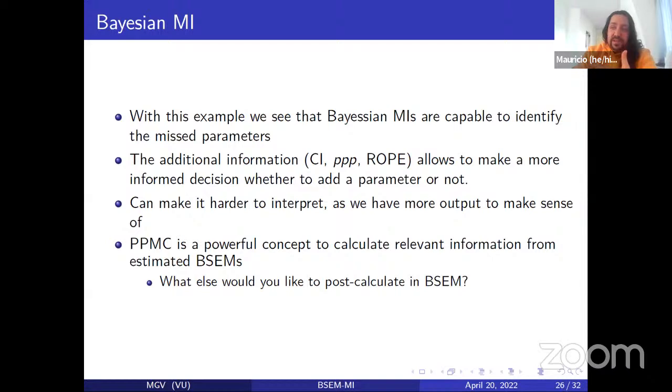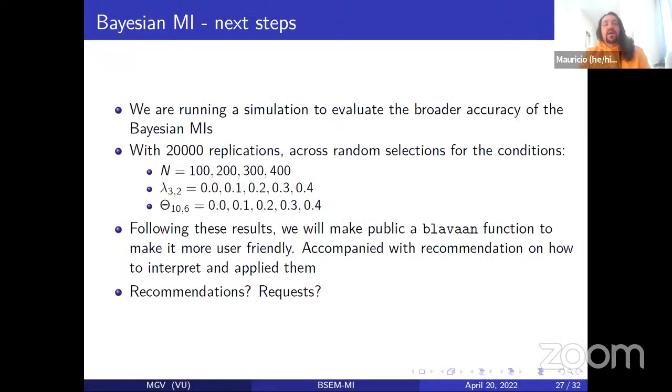Now we have the estimated MI, EPC and SEPC, respective credible intervals, PPPs, and ROPE versions for this. And this is a demonstration of the power of the posterior predictive model checks, that we can now estimate a lot of things that we can consider relevant, a lot of post-estimation things that we do in Bayesian SEM. What else could we do? What else can we evaluate in this form?